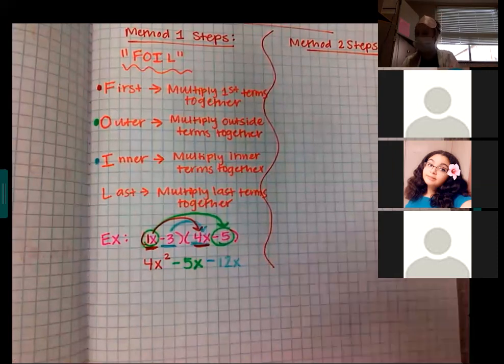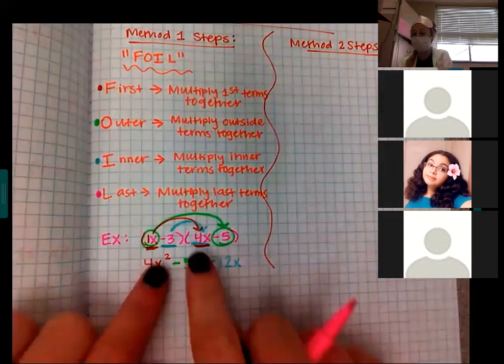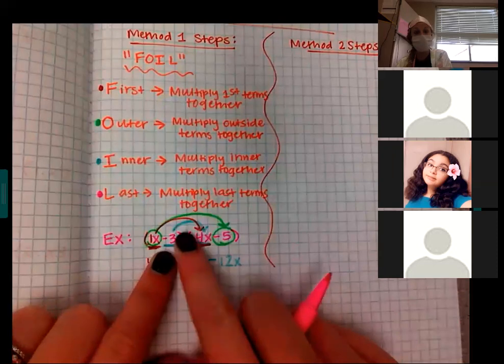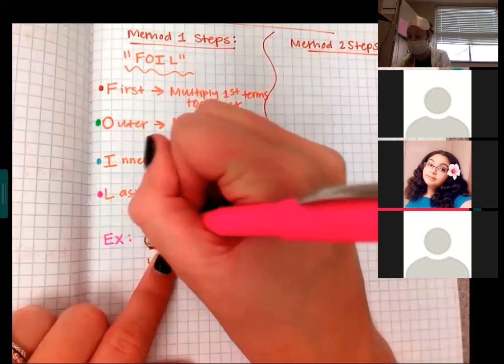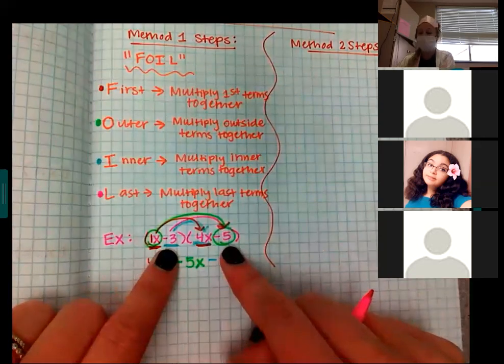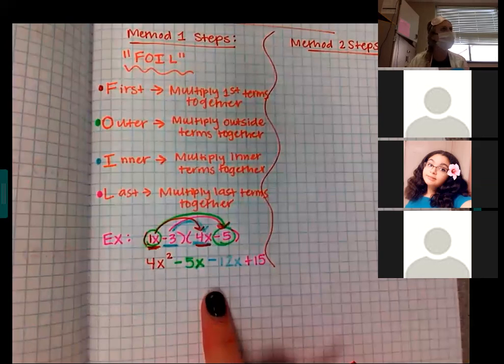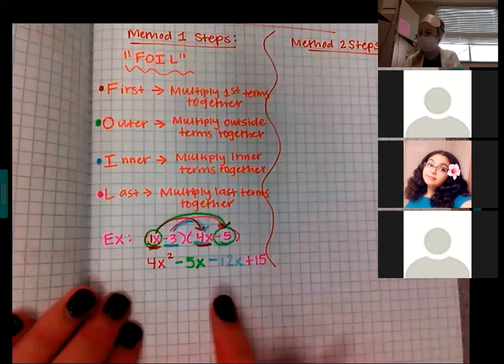And then look, my last one, I'm going to do in pink. Your last terms, that would be -3. I now got to distribute it to -5, right? So what's -3 times -5? +15. Can we simplify this? Okay, what does it simplify to?